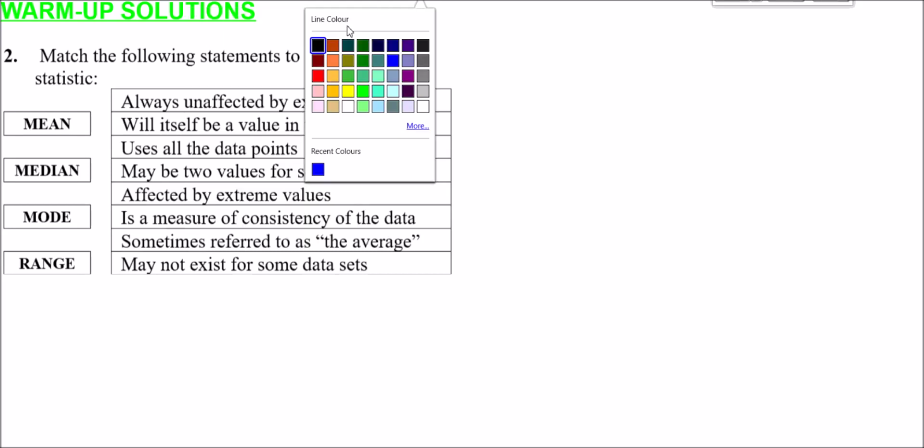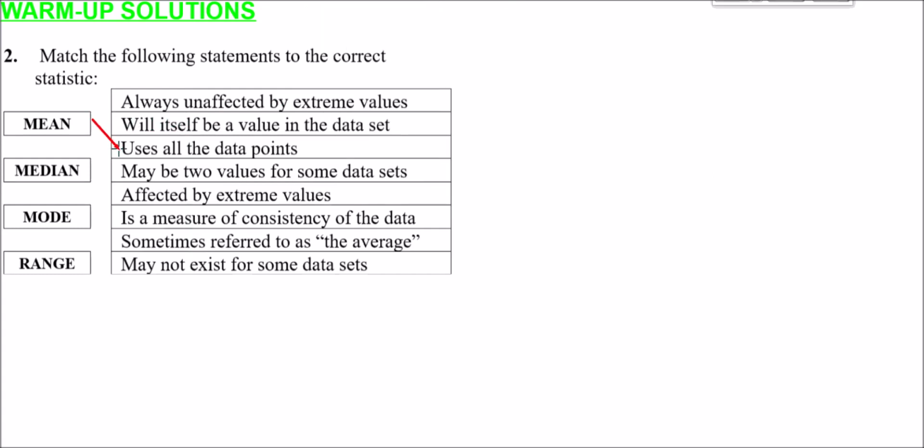The mean is always going to involve all data points. The mean always uses all the data points. We add up all the data and then divide by the number of data points we have.